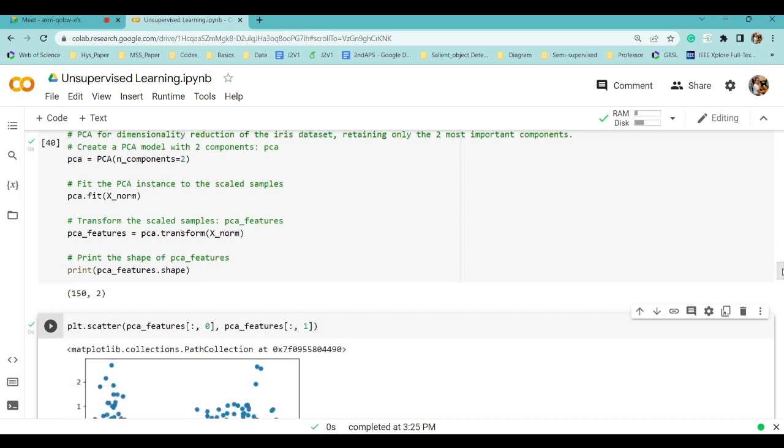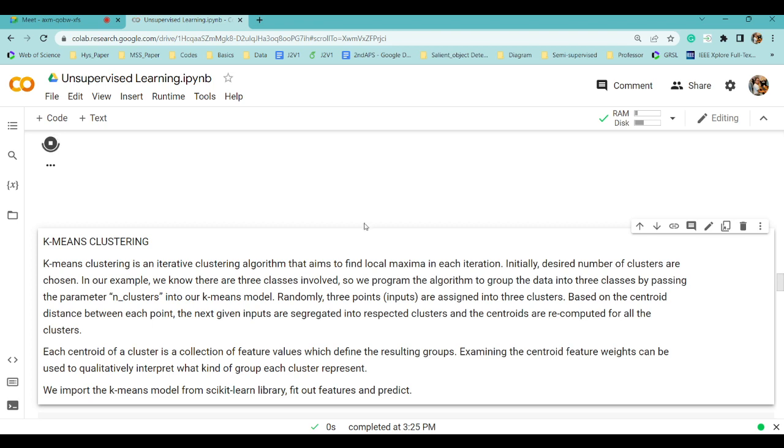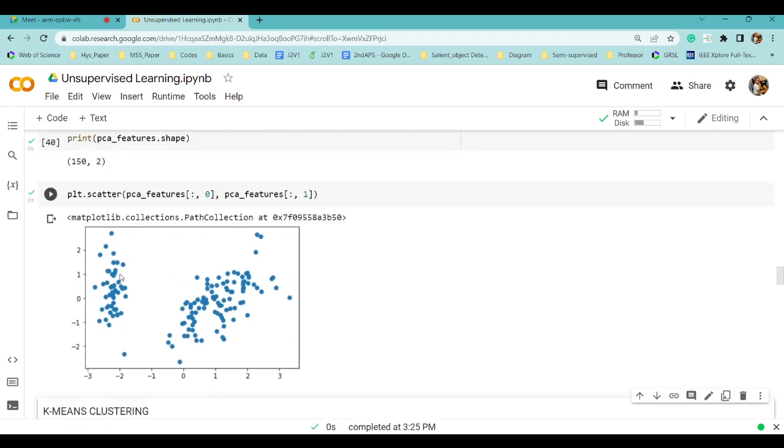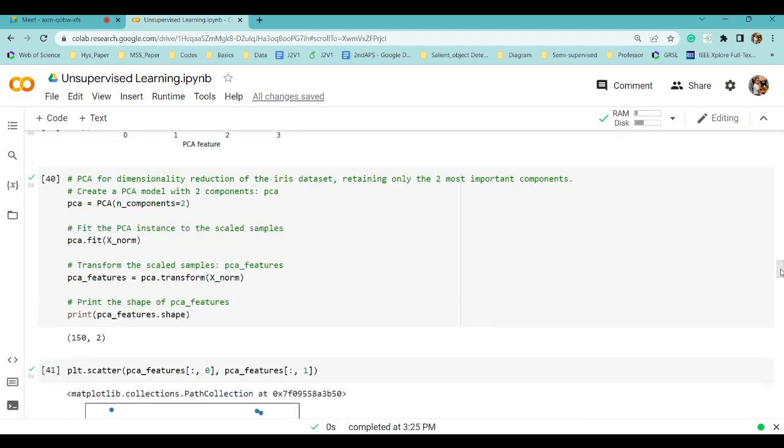I have plotted the scatter plot as well for 0 and 1. Only 0 and 1 data set I have taken, right? So see, 0 and 1 I have data set. I have plotted a scatter plot. That's it. So I hope I'm clear about what I meant with my PCA.